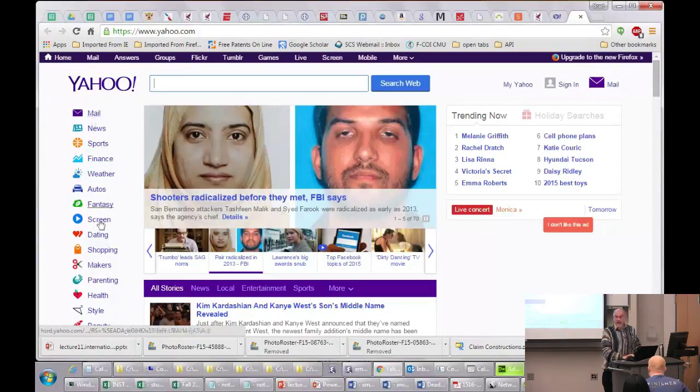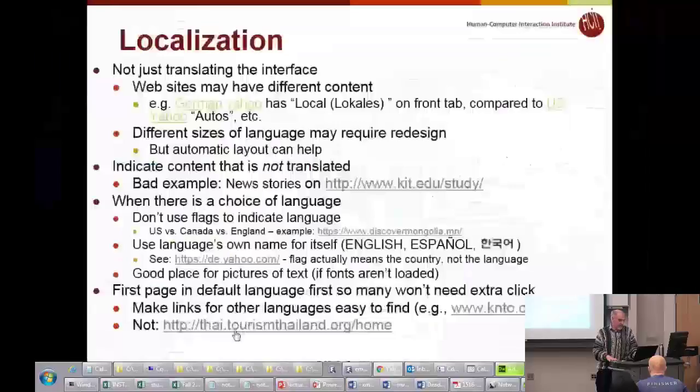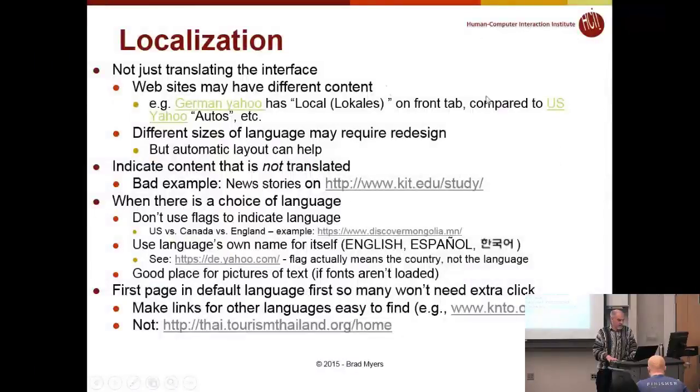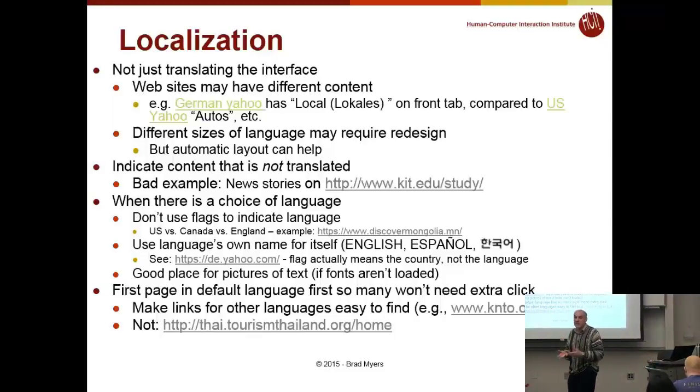It turns out the list of icons and the different topics available at the top level are different based on the different countries. So German has locale or local, where the US has autos and so forth. The language is different lengths, right? So if you have a nice graphic design in English, it may not work in a foreign language.